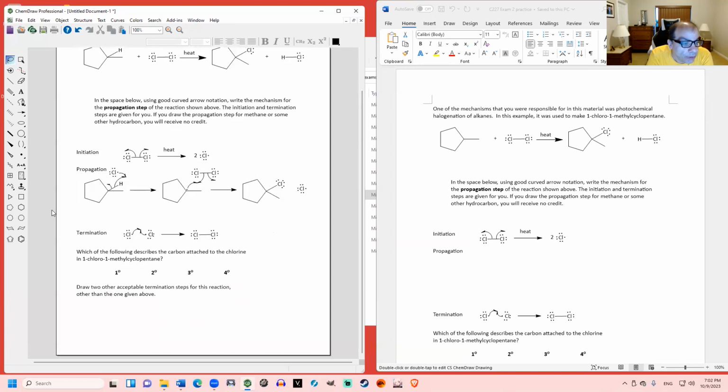Now, which of the following describes the carbon attached to the chlorine in 1-methyl-cyclopentane? That's the carbon attached to the chlorine. And I would say that is a tertiary chloride, because that carbon is attached to 3 other carbons. And so that's the best answer.